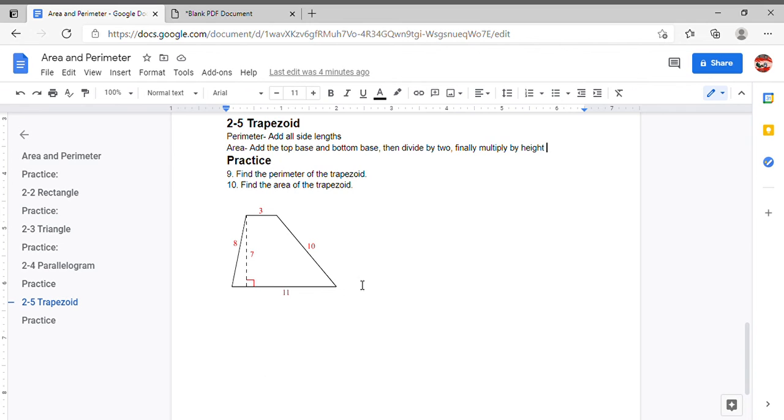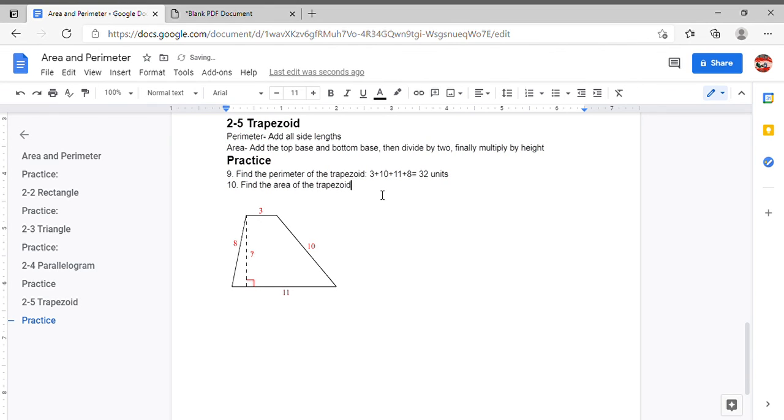So, for the perimeter of the trapezoid, we are going to add all the sides. So 3 plus 10 plus 11 plus 8, so 13 and 19. So when you add 13 plus 19, you're going to get that the perimeter is 32 units because it doesn't give us anything. 32 units.